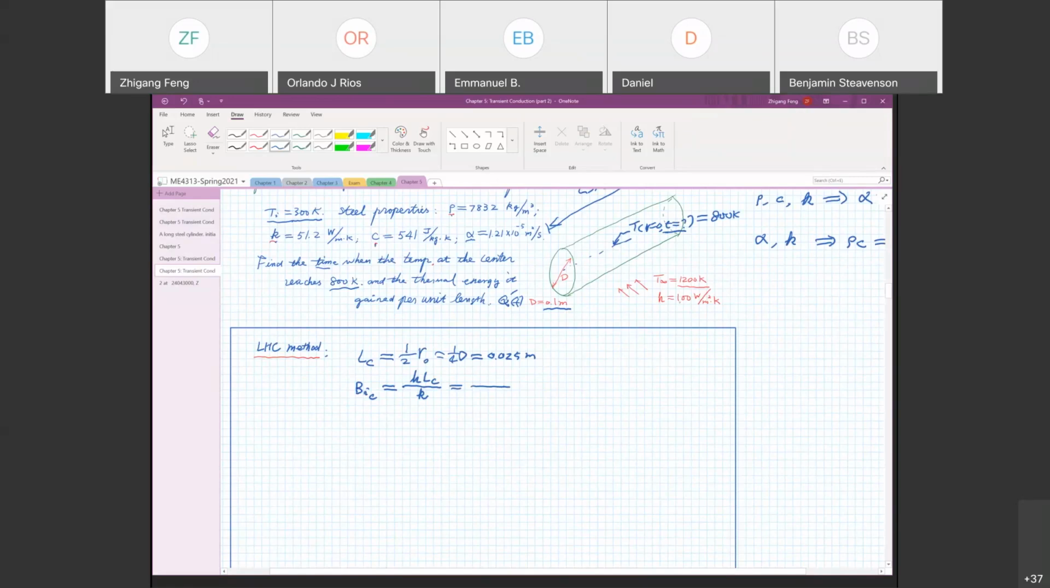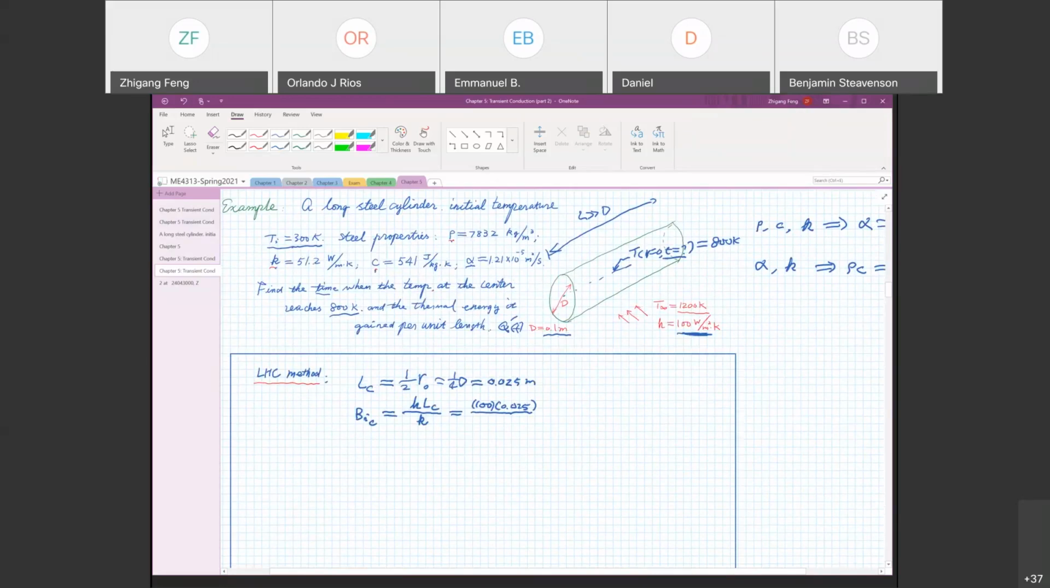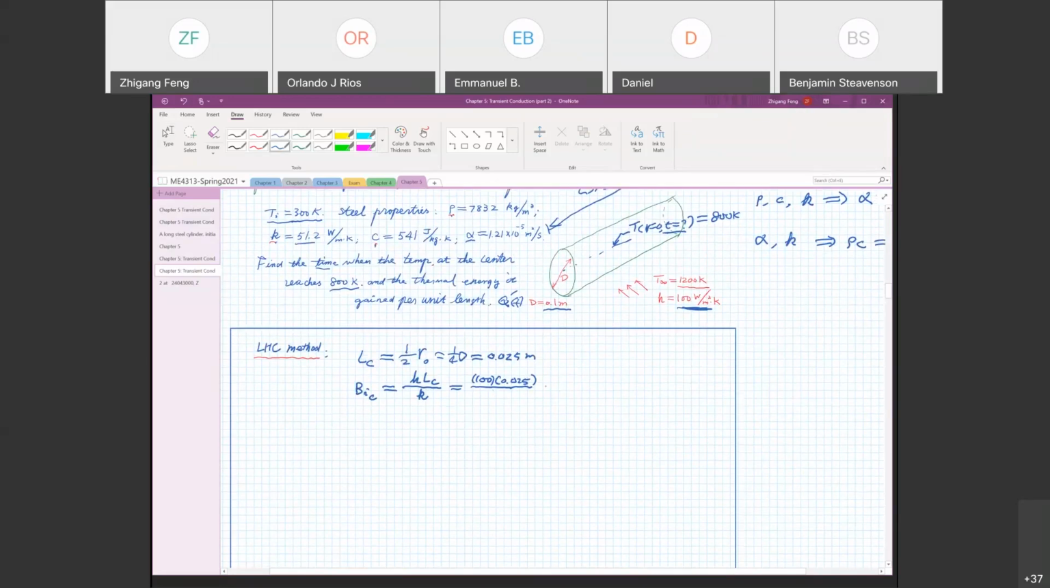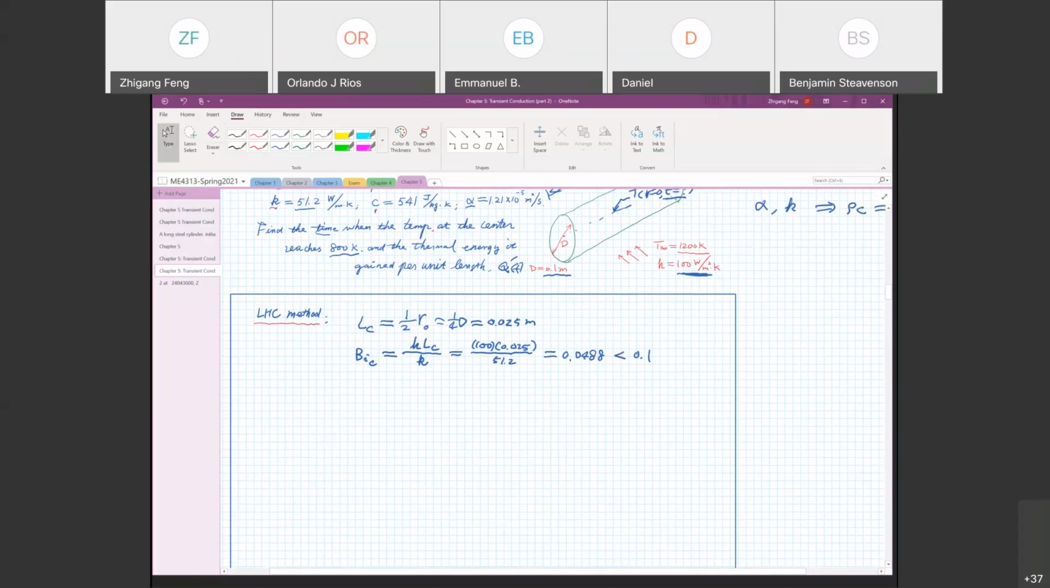So h is 100 given right here. So 100 multiplied by 0.025 divided by k of the steel, 51.2. So 51.2. And the numerical value has to be 0.0, let's see, 2 multiplied by 2, close to 0.05, I think 0.0488. Okay. So which is less than 0.1. So that's nice. So now we are pretty sure the LHC method is applicable. So the LHC method is okay because we have a small Biot number.